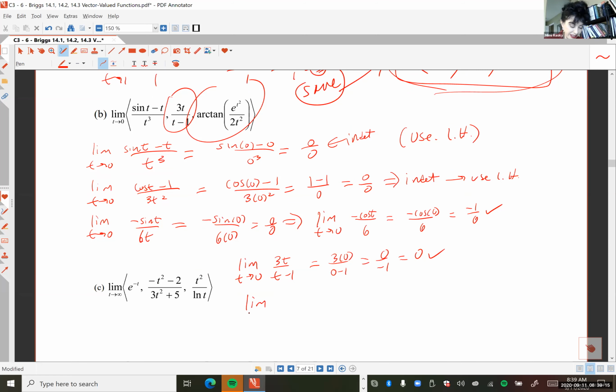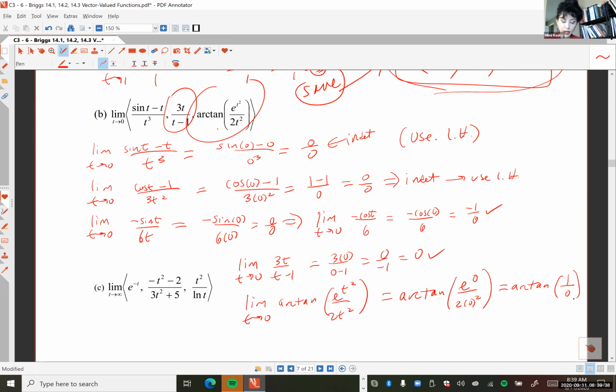Yay. And then finally, the last component, take the limit as time t goes to 0 of arctan of e to the t squared over 2t squared. Using direct substitution, I get arctan of e to the 0 all over 2 times 0 squared. Oh my goodness, so I get arctan of 1 over 0. Okay, now what?